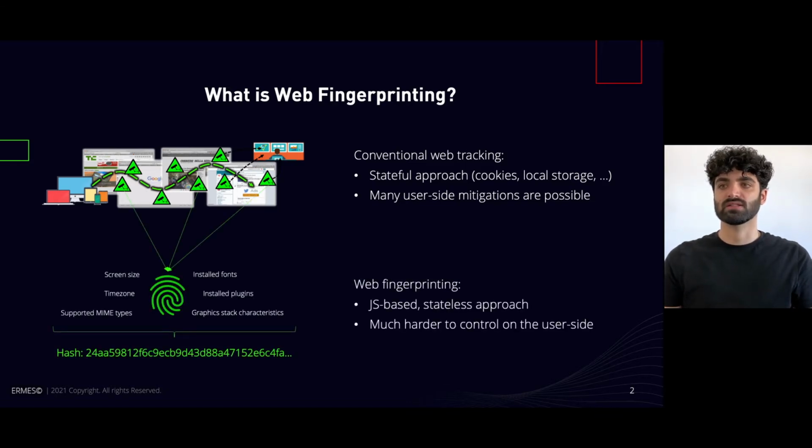Web fingerprinting is a tracking methodology characterized by a completely stateless approach, as it relies on the collection through JavaScript code of device characteristics such as screen size, color depth, installed fonts and plugins, graphic and audio stack characteristics, and many others in order to create a uniquely identifying string which stays the same for the same user as the user visits different websites. This technique is much harder to control by users as there is no trivial way to avoid web fingerprinting without breaking websites.